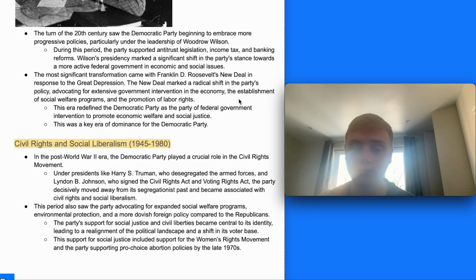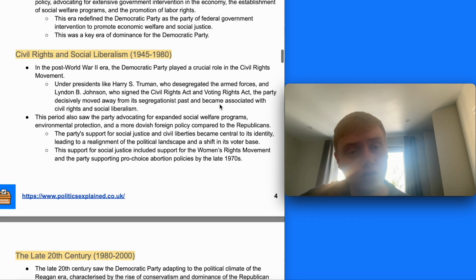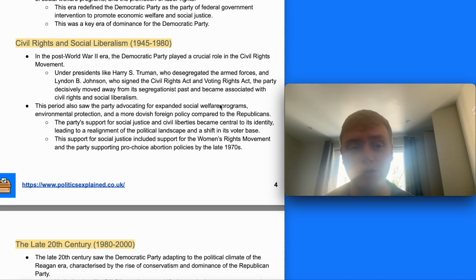What you see then, from the end of the Second World War to the 1980s, is the Democratic Party playing a key role in the civil rights movement. Under presidents like Harry S. Truman, who desegregated the armed forces, and LBJ, who signed the Civil Rights Act and Voting Rights Act, the party decisively moved away from its segregationist past and became associated with civil rights and social liberalism. This also saw the party advocating for expanded social welfare programs, environmental protection, and a more dovish foreign policy compared to the Republicans in the context of the Cold War.